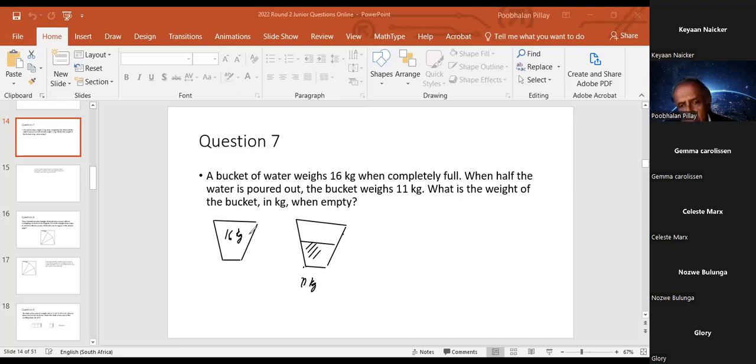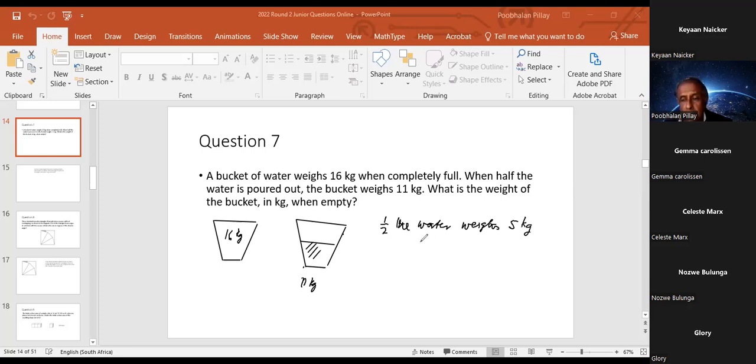The weight has dropped down by 5 kgs, right? So what weighs 5 kgs? It's the water that has been dropped out. So half the water weighs 5 kgs. The weight is reduced by 5 from 16 to 11. And so the reduction is as a result of the water being dropped off. And that's half the water.